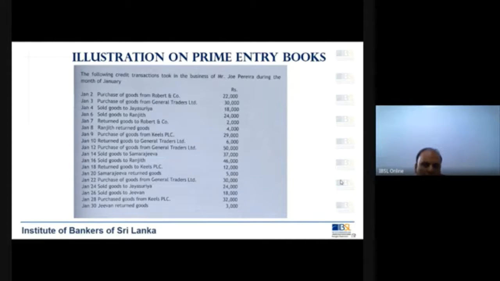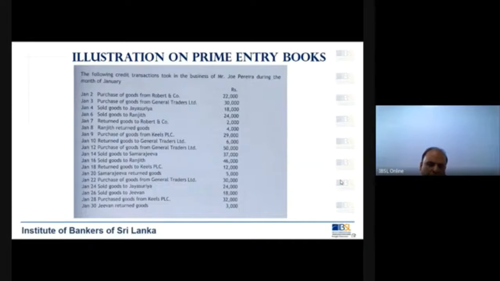So the first item, on January 2nd, is purchase of goods. Now you are drawing up the day books from the point of view of the business of Mr. Joe Pereira, right? So you are looking at these transactions from the point of view of Mr. Joe Pereira's business, what he has done. On January 2nd, Mr. Joe Pereira's business has purchased goods from Robert and Company. So this is a credit purchase for rupees 22,000 from Robert and Company, okay?